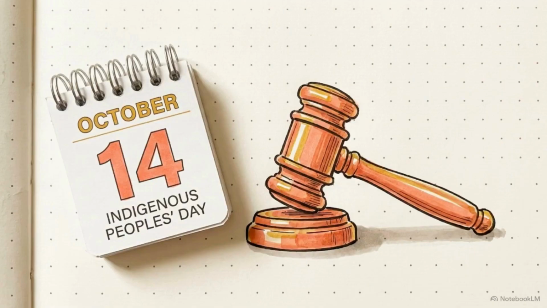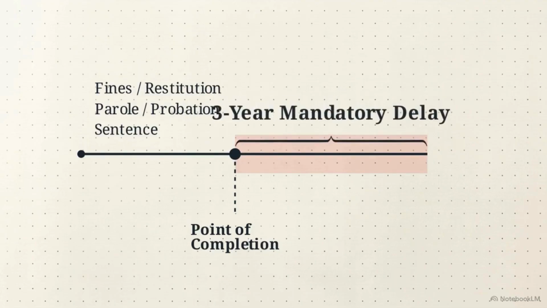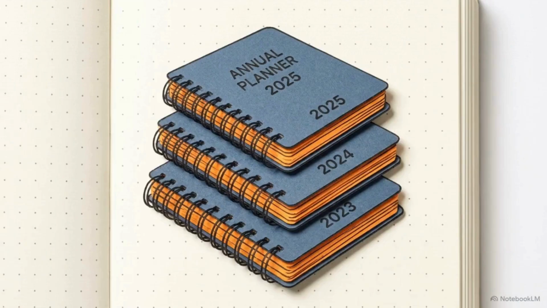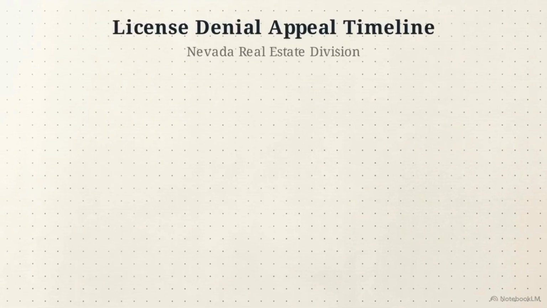When a denial is triggered by a criminal conviction, the state mandates a specific waiting period. This timeline does not begin until the applicant has finished all court-ordered requirements, including fines, restitution, parole, or probation. From that point of completion, the division is prohibited from issuing a license for at least 3 full years. This means a crime-related denial results in a mandatory, multi-year delay before an applicant can attempt to enter the profession again.